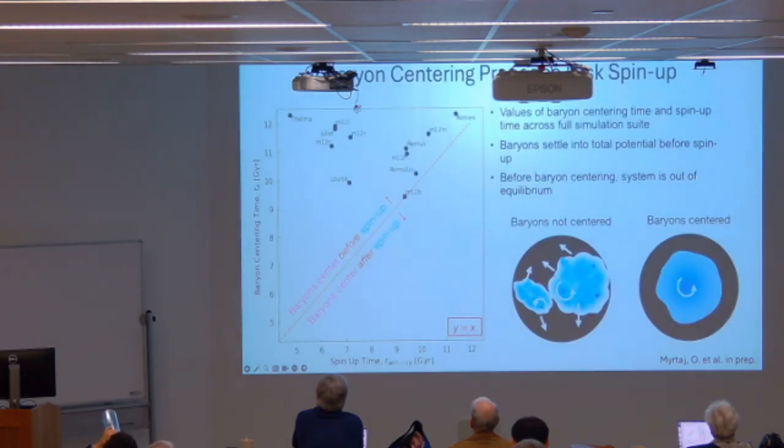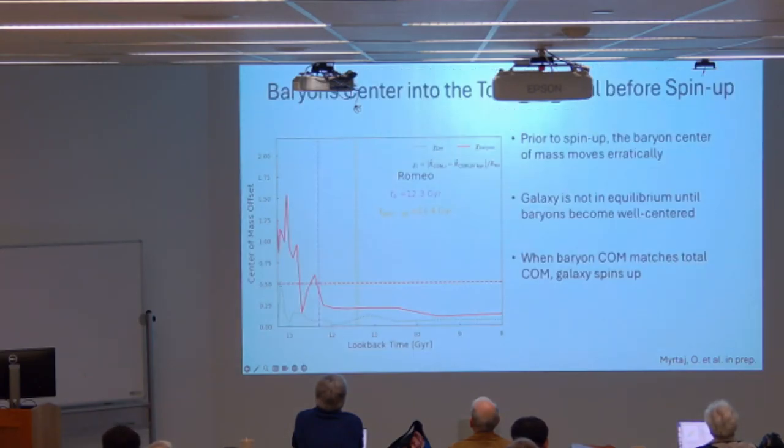So the dark matter is always pretty close to the center, while the baryons are moving around erratically, and the galaxy is not in a state of equilibrium until the baryons are well centered in the total potential, which I've marked by this purple. So what we see here is that once the baryons become well centered, the galaxy spins up.